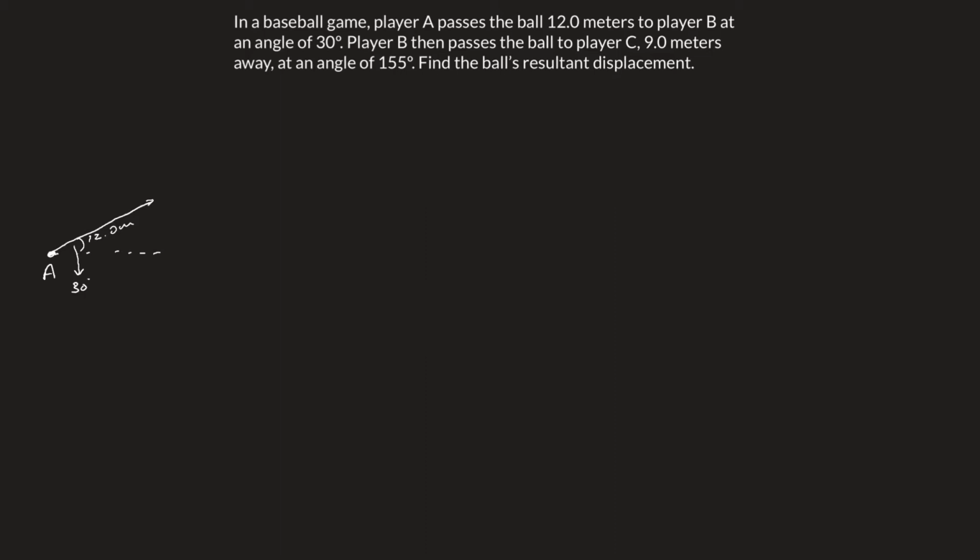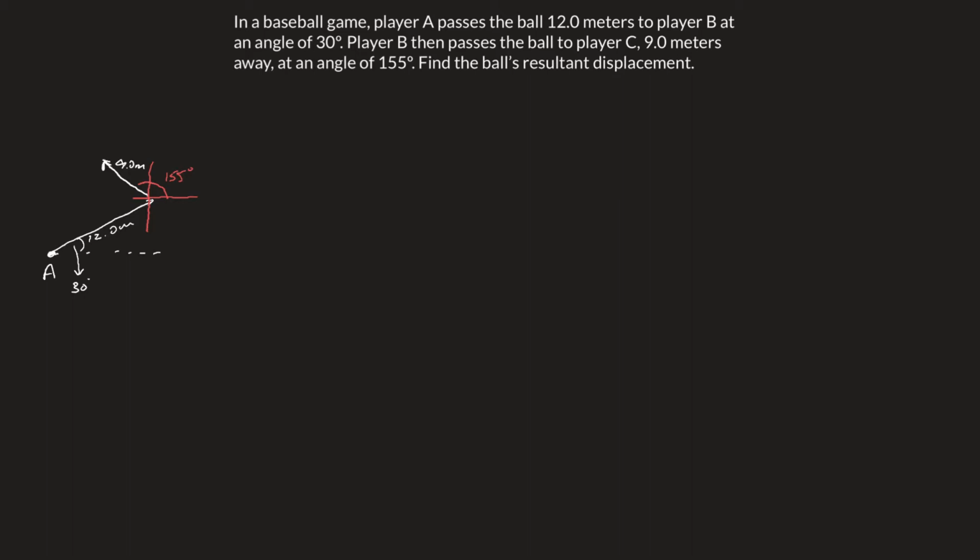After that, the ball travels 9 meters at an angle of 155. So remember that that's an angle of 155 from your terminal arm. So it's going to be about this way. And this is 9 meters. So your angle of 155 is this angle right here. That's 155 degrees.